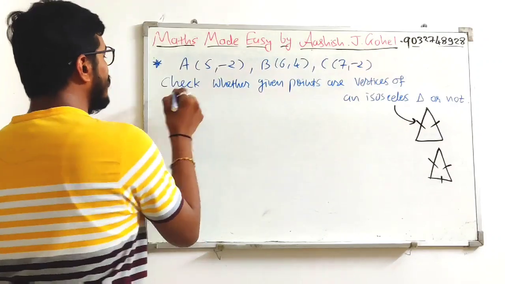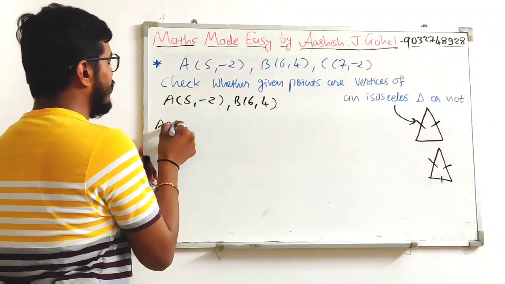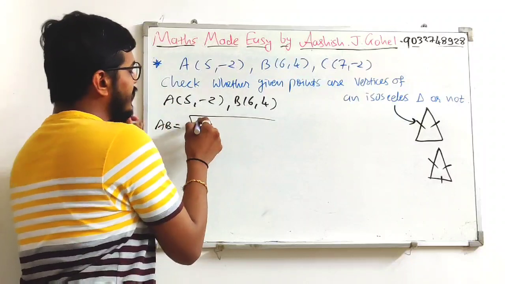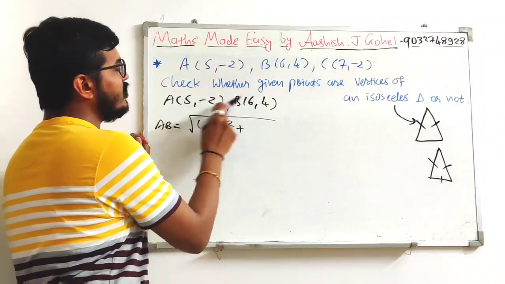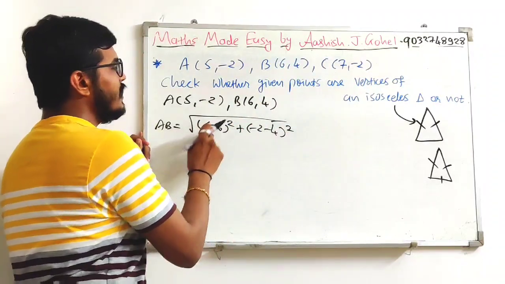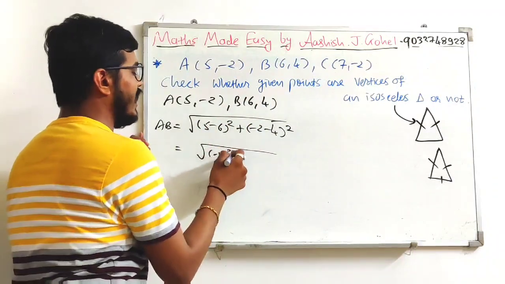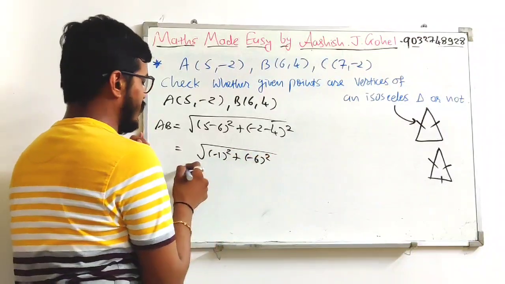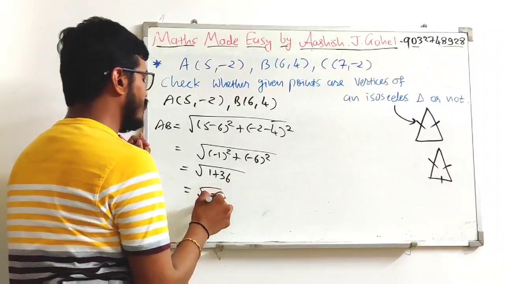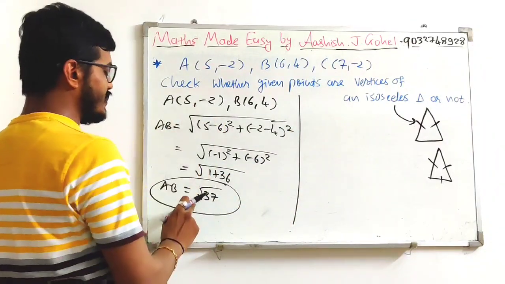So here we will find the distance between A and B first. AB is equal to the square root of, what we need to do? Just take the difference of the x coordinates first, that is (5 minus 6) whole square. After that, the difference between the y coordinates, so (-2 minus 4). Write down this and this, and in between a negative sign. Here also the same. So (-1) square plus (-6) square. So 1 plus 36 is 37. So root 37 is the answer for AB. The distance between A and B is root 37.